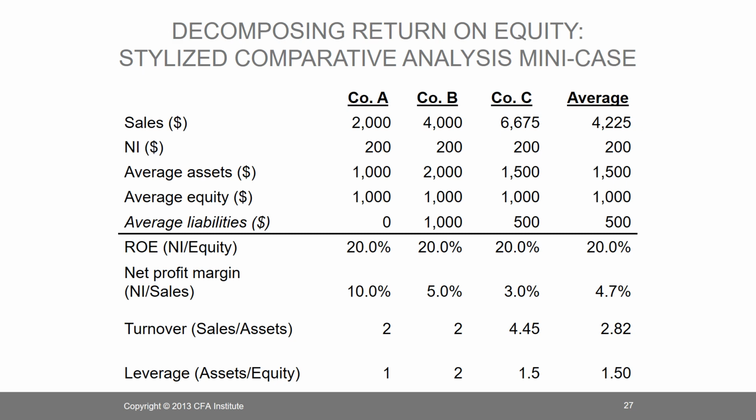And company C's return on equity is driven by its turnover. As you can see, their turnover is 4.45 versus the average of 2.82 for the three companies. So as you can see, decomposing return on equity can help you as an analyst to dig deeper into the data and try to understand the company you're analyzing a little bit more.